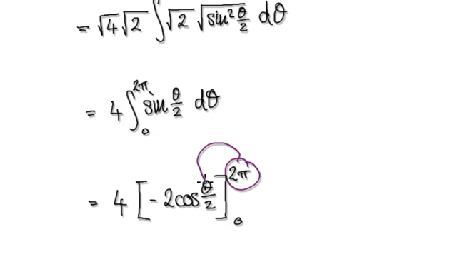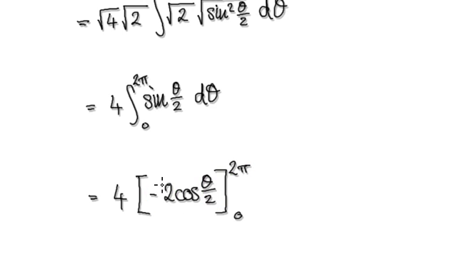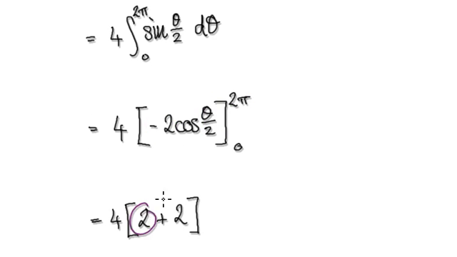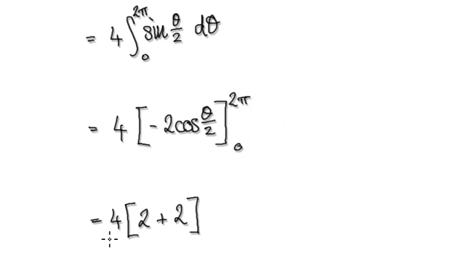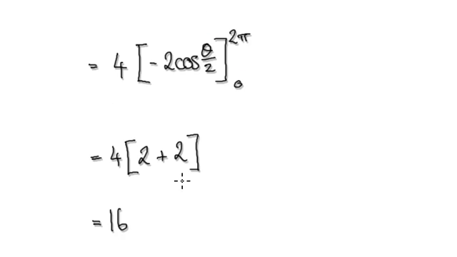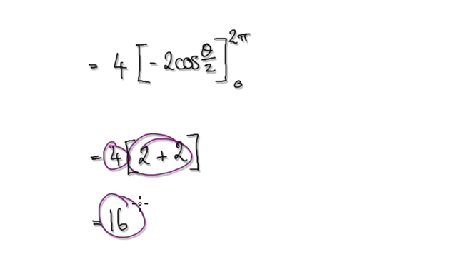So if you put 2 pi into here, this 2 pi divided by 2, that will be pi. So cos of pi is negative 1. Negative 1 times negative 2, that will give you a positive 2. And then put 0 into here. 0 divided by 2 is 0. Cos of 0 is 1. This thing here will then become this. So now your final answer will be 4 times 4, which is 16.